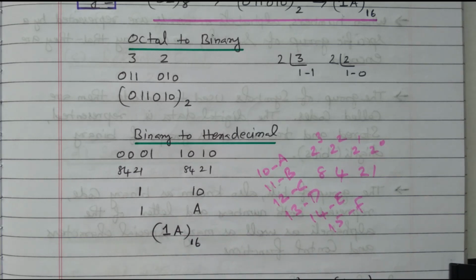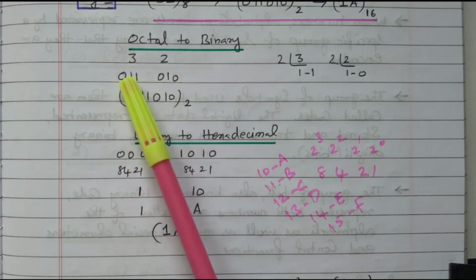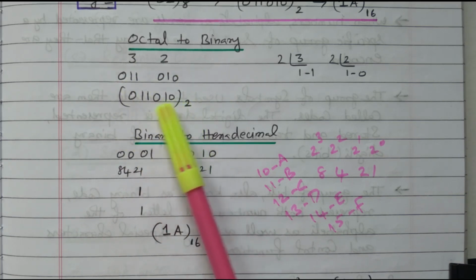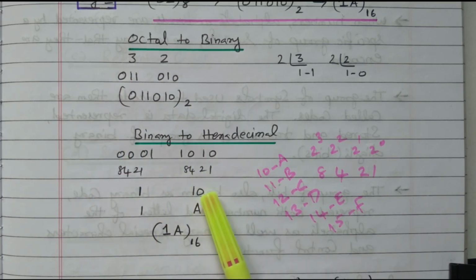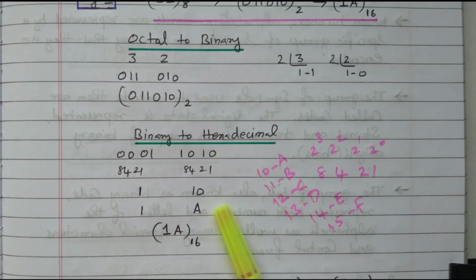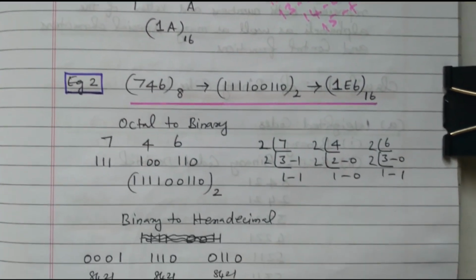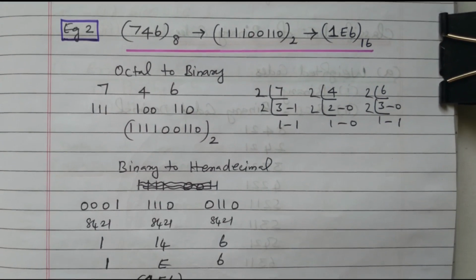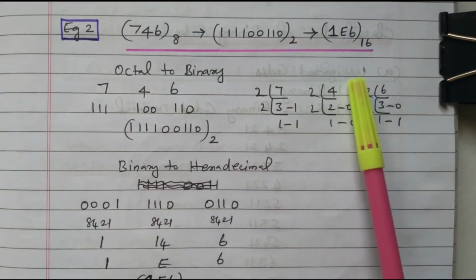So the given octal number is first converted into binary by grouping 3 digits. Then this binary is grouped into 4 digits, which is converted into hexadecimal. The final answer is 1A, right? So we have a two-stage conversion, octal to binary, then binary to hexadecimal. Now we'll go to one more example. We have 746, another octal number. It should be converted into binary, then binary to hexadecimal, right?